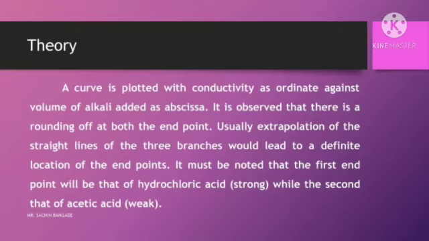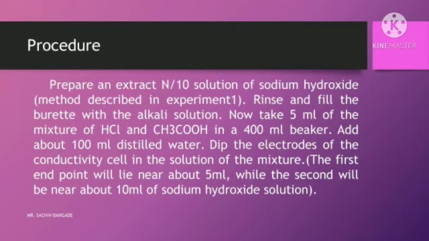Procedure: prepare and standardize N/10 solution of sodium hydroxide. Rinse and fill the burette with the alkali solution. Now take 5 ml of the mixture of HCl and acetic acid in a 400 ml beaker. Add about 100 ml distilled water. Dip the electrode of the conductivity cell in the solution of the mixture. The first end point will lie near about 5 ml, while the second will be near about 10 ml of sodium hydroxide solution.